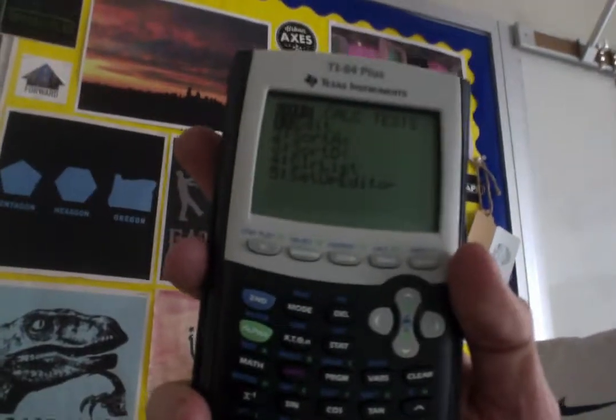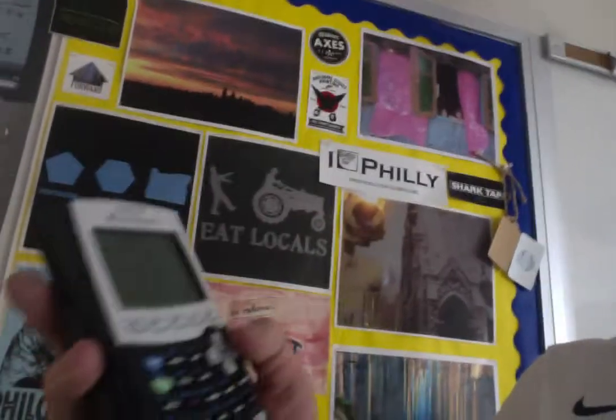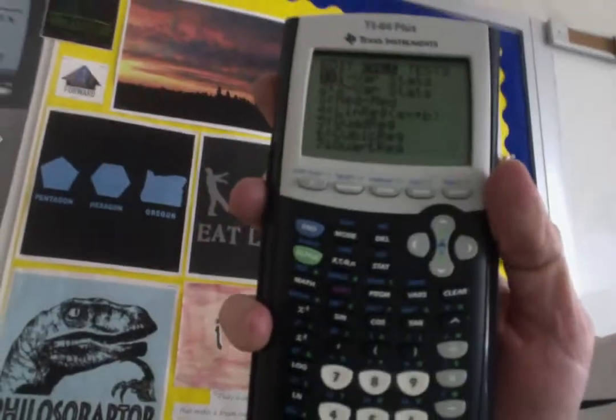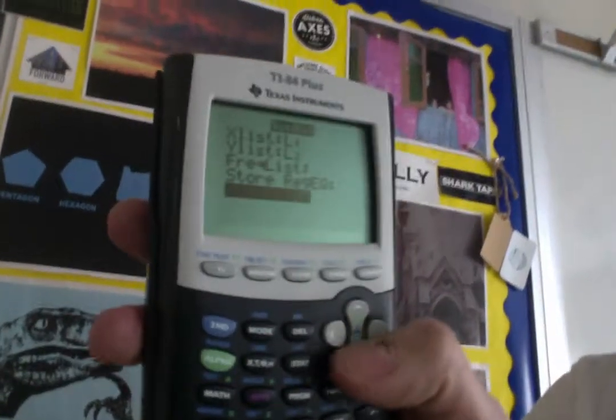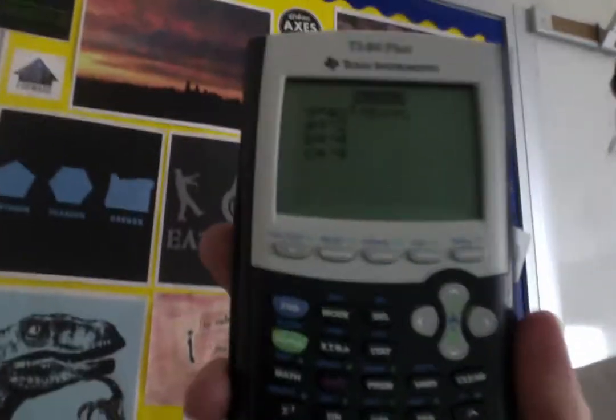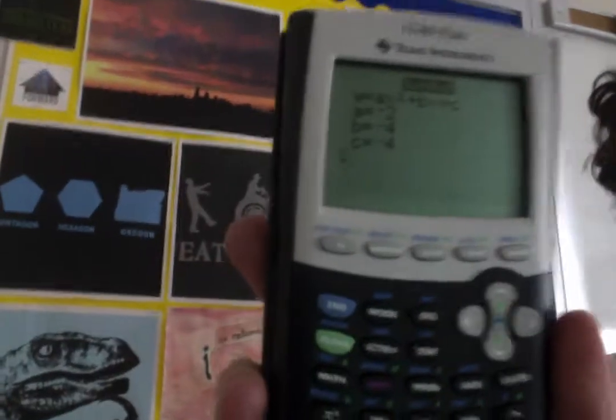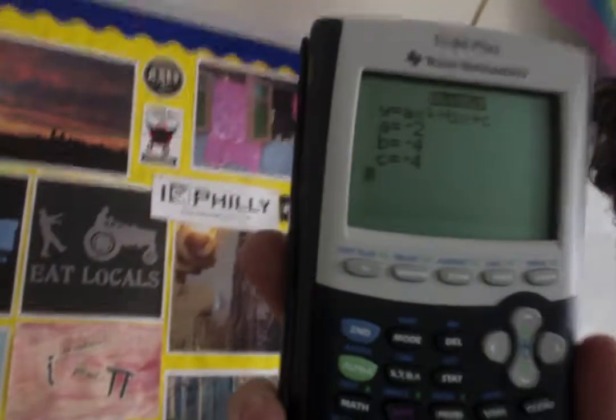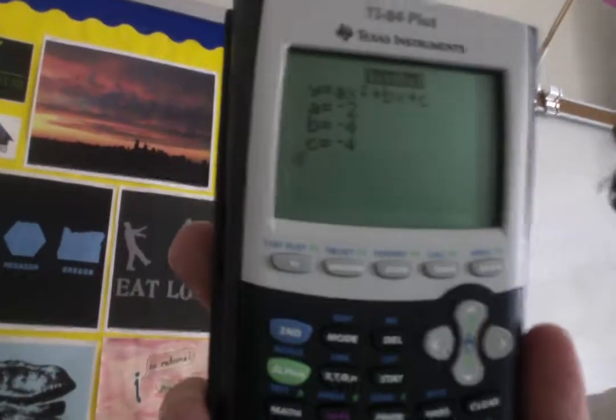But now, we go back to stat, and now we slide over to the calculate menu, so just one over. And the 5th choice is quadratic regression. So just hit 5 or cursor down to the 5th choice. And then slide your cursor down to calculate, hit enter, and there we have our A, B, and C. So now we're able to write our equation. The equation would be y equals -2x squared minus 4x minus 4.